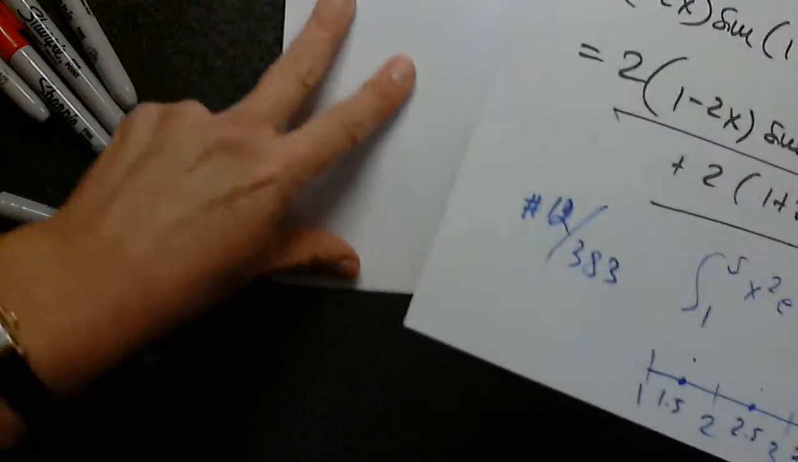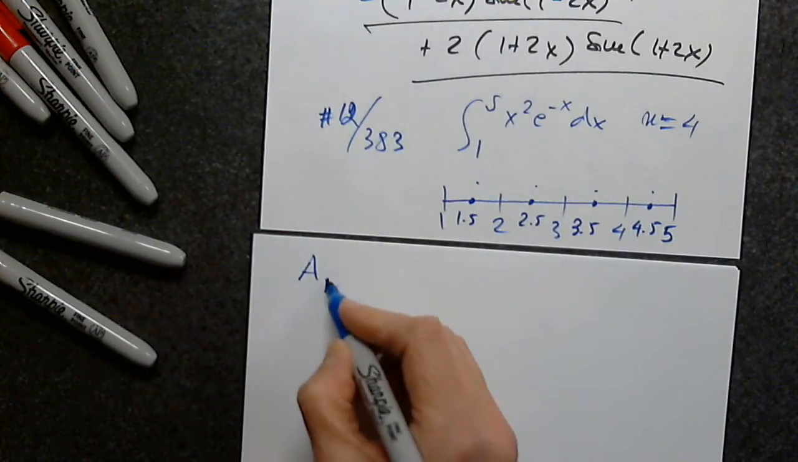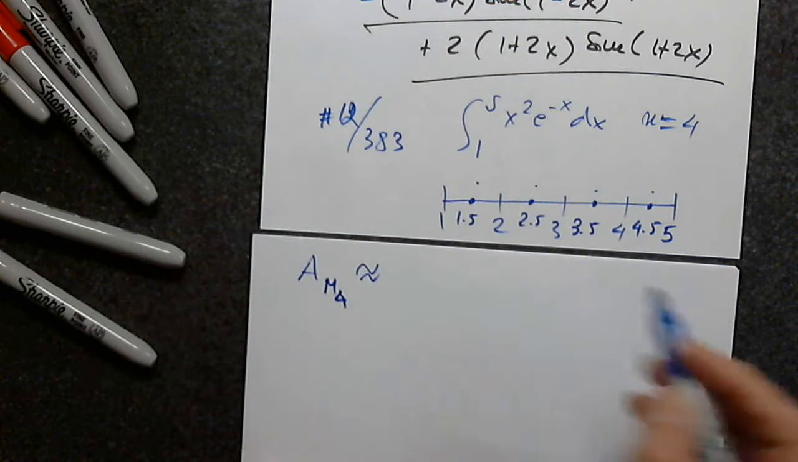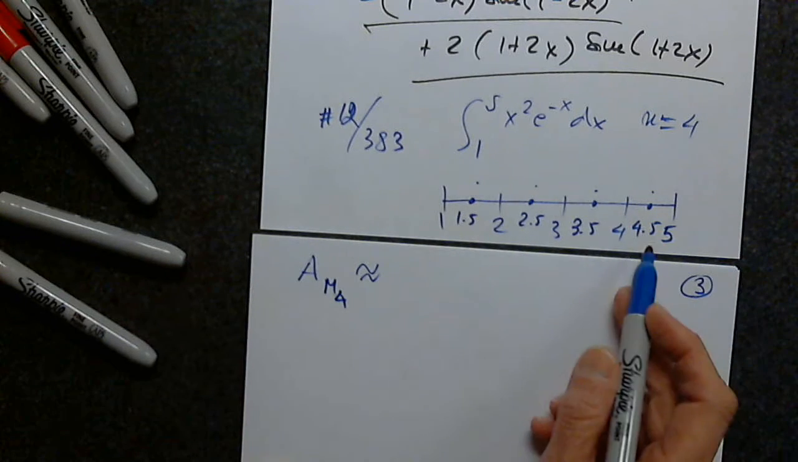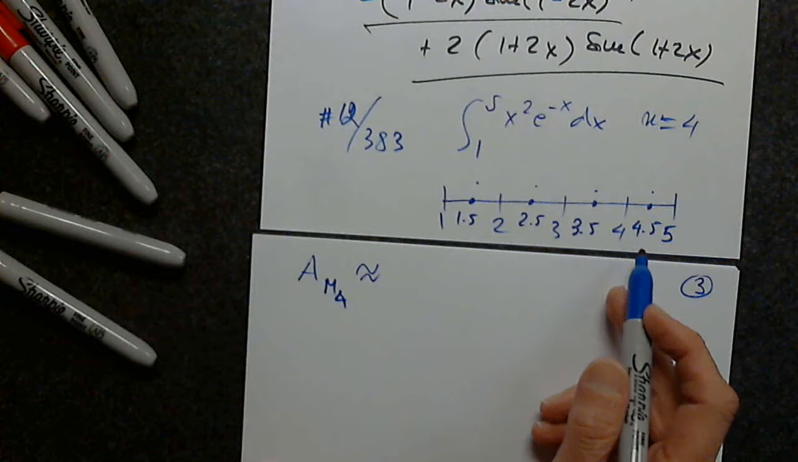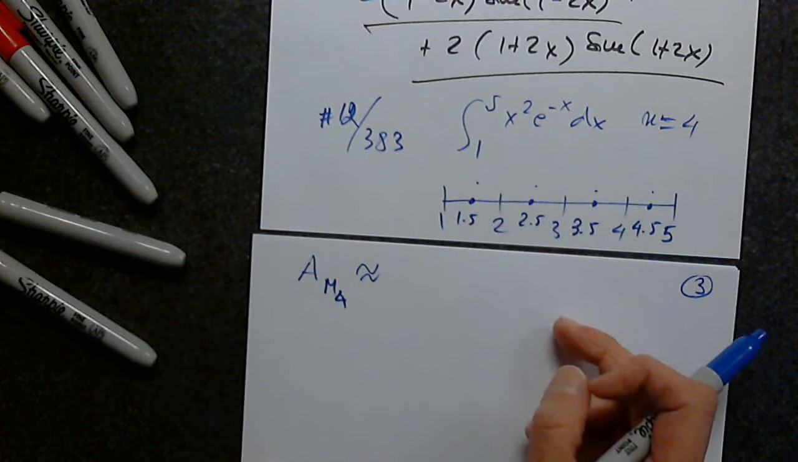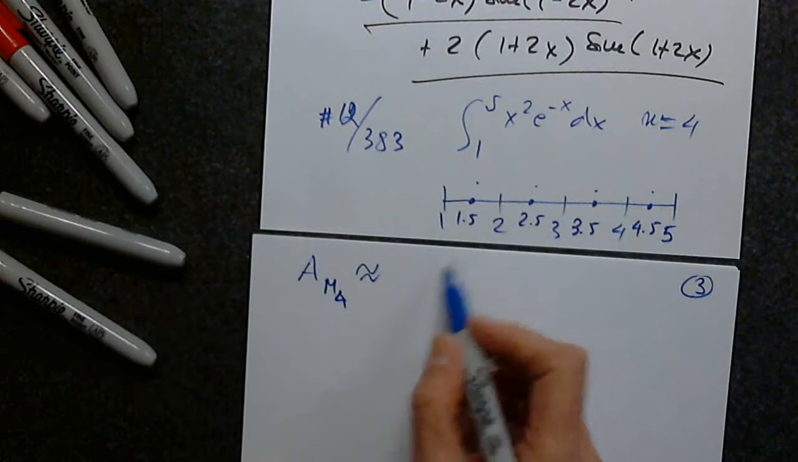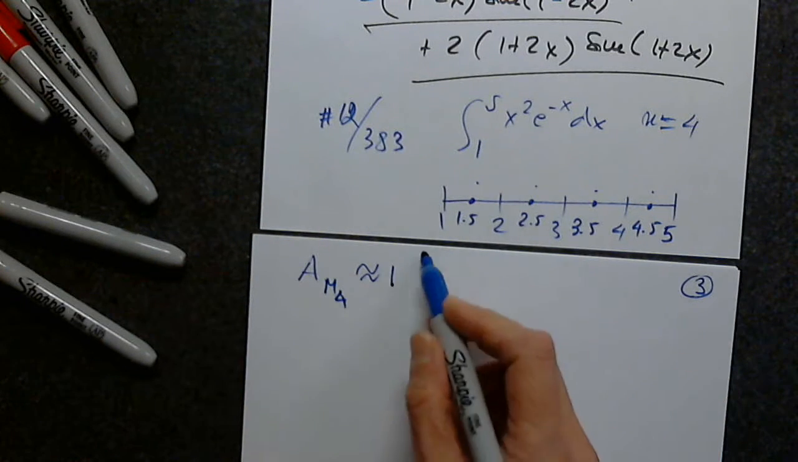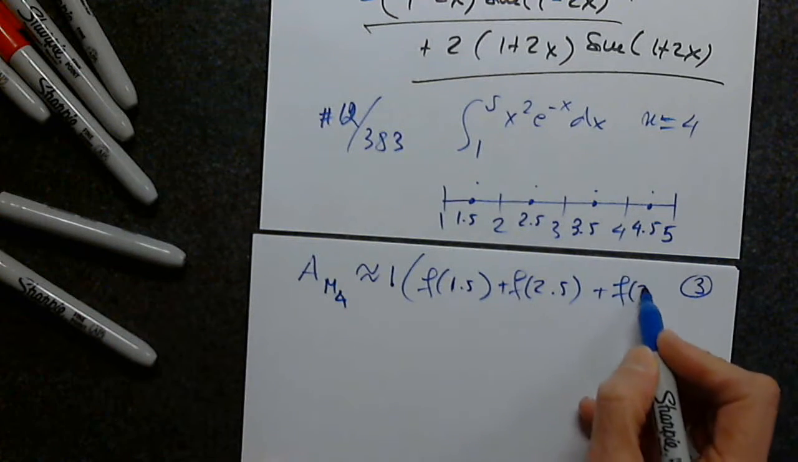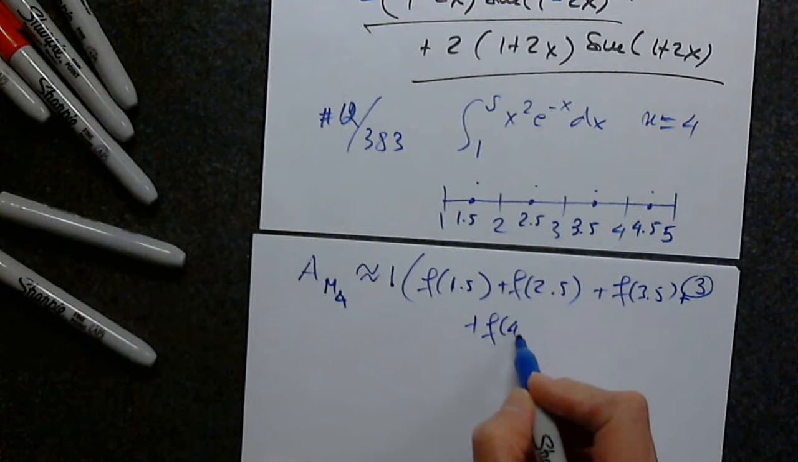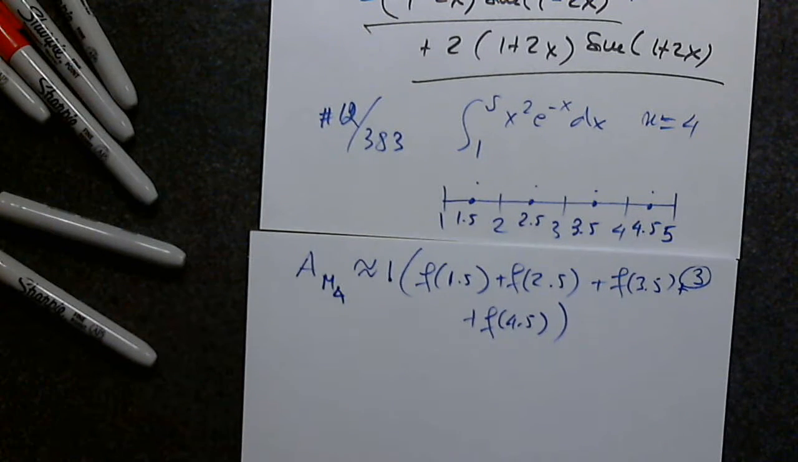So the area M4 is approximately, since the width of the interval is 1, no problem. You have your checklist. So I shouldn't even multiply by it. F of 1.5 plus F of 2.5 plus F of 3.5 plus F of 4.5. And I just have to plug them in.